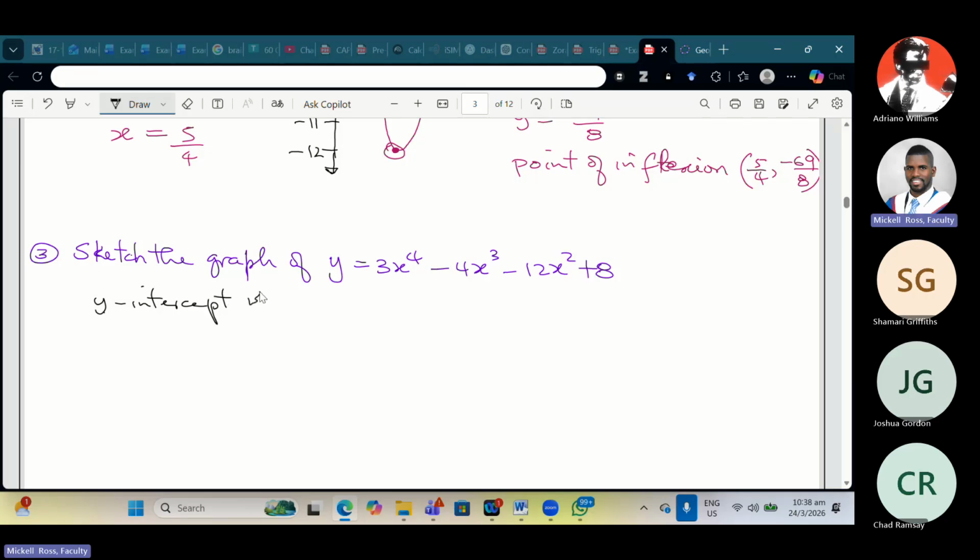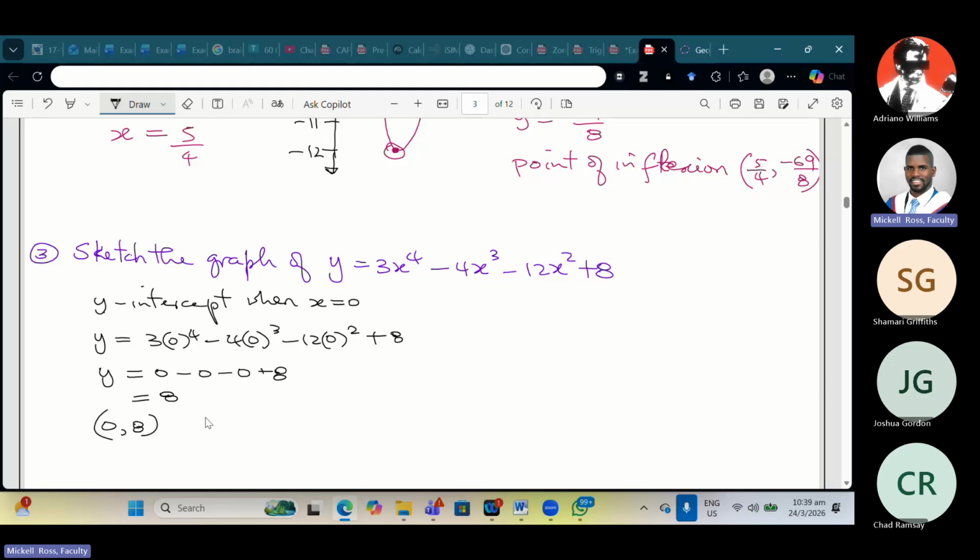The y-intercept is when x is equal to 0. So we're going to have y is equal to 3 times 0 to the 4th, minus 4 times 0 cubed, minus 12 times 0 squared, plus 8. So y is going to be equal to 0 minus 0 minus 0 plus 8, which is 8. So the y-intercept is going to be (0, 8). This is where the graph is going to cut the y-axis.